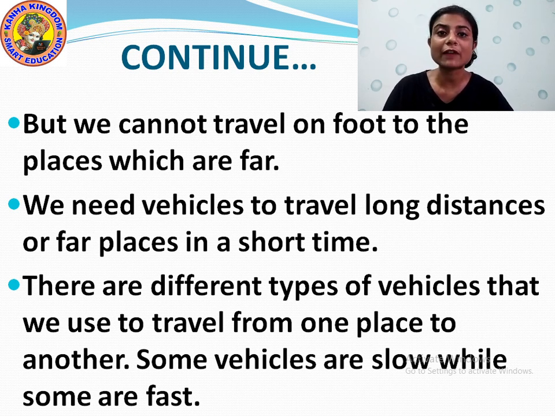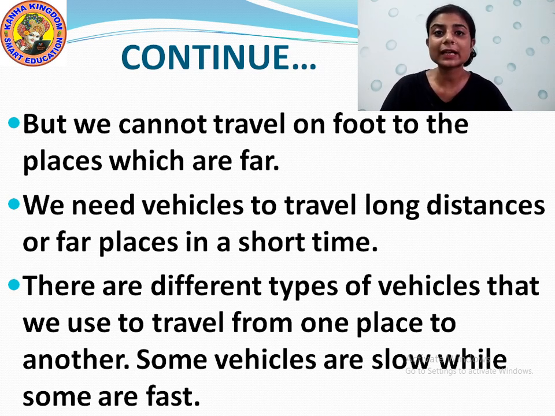That means if we want to travel to far places, we use vehicles. Okay, and it saves our time, and the place does not seem to be so far when we use vehicles. Understood? Then there are different types of vehicles that we use to travel from one place to another, yes or no? Some vehicles are slow while some vehicles are fast.